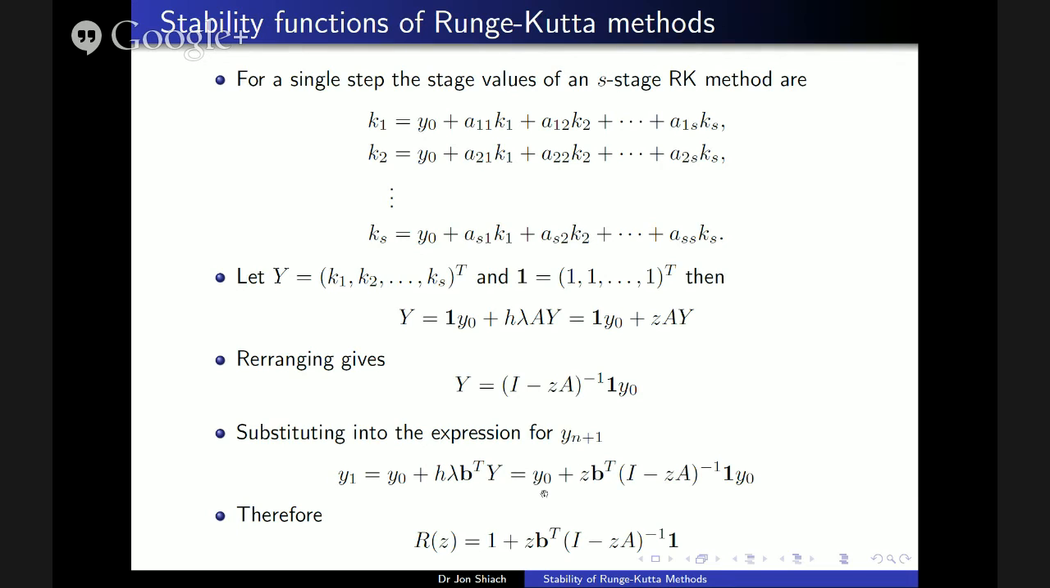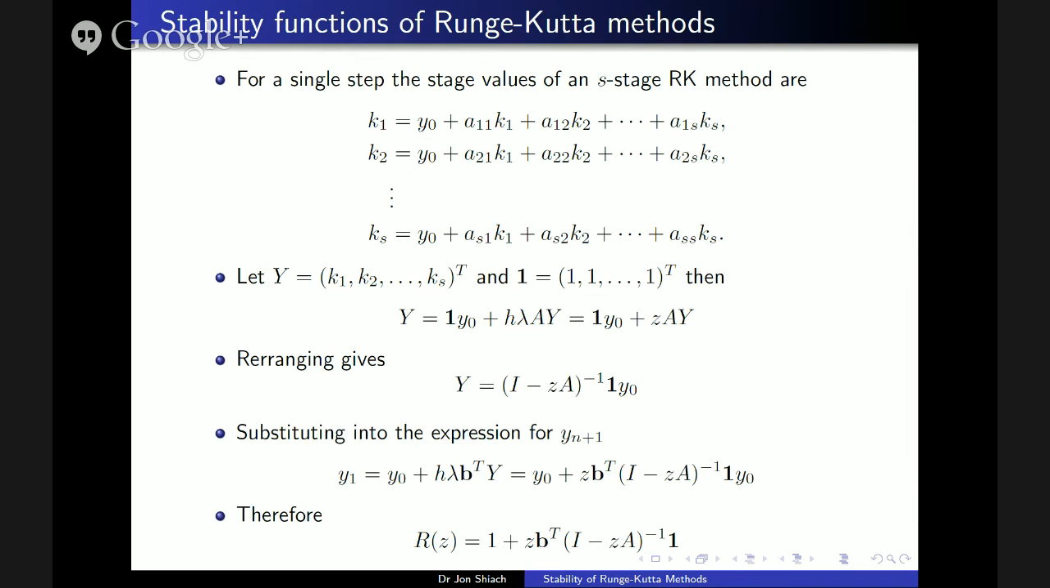If I factorize y0 out, I've got 1 times y0 plus all of this times y0. So what that means is, for a Runge-Kutta method, and this is the sort of thing you should highlight in your notes, this is our stability function. I'm not going to ask you to derive that. Don't worry about it. This is where it comes from, but you'll be given this in an exam. It's kind of like the order terms for Runge-Kutta methods. I'm not going to ask you to derive them. It's nice to know where they come from, but they will be given to you.